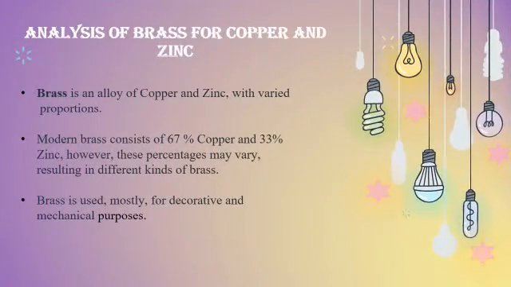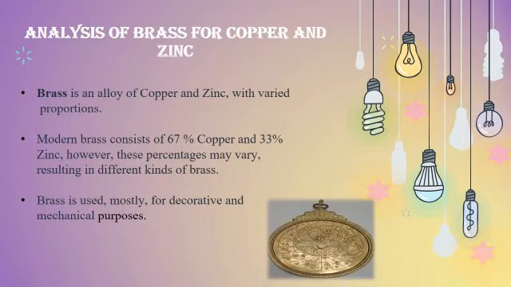The first alloy to be analyzed is brass, which consists of copper and zinc but in varied proportions. The modern brass consists of 67% copper and 33% zinc. However, these percentages may vary, which results in different kinds of this alloy. It's basically used for some decorative and mechanical purposes.